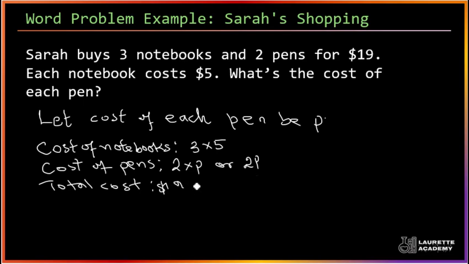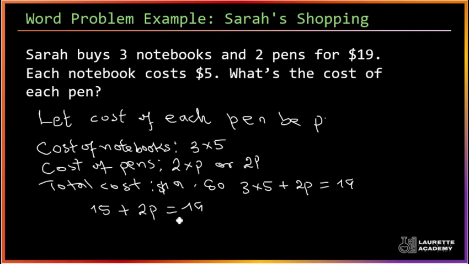So our equation is three times 5 plus 2P is equal to 19, or 3 times 5 is 15. So we have 15 plus 2P is equal to 19.